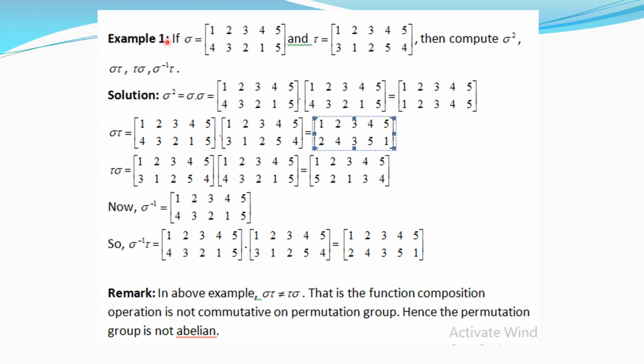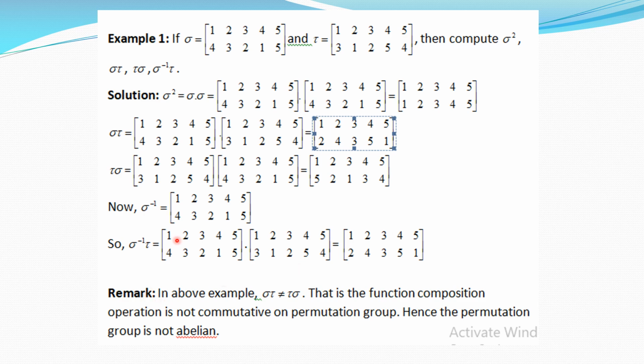Now observe sigma. Sigma inverse is again a permutation on 1, 2, 3, 4, 5. So that is our first row. Now here 1 is an image of 4. So sigma inverse of 1 is 4. So below 1 we have written 4. Now what is sigma inverse of 2? 2 is an image of 3. So sigma inverse of 2 is 3. Same way we get the remaining elements. So once you calculate sigma inverse, you can find sigma inverse tau in the same way of composition.